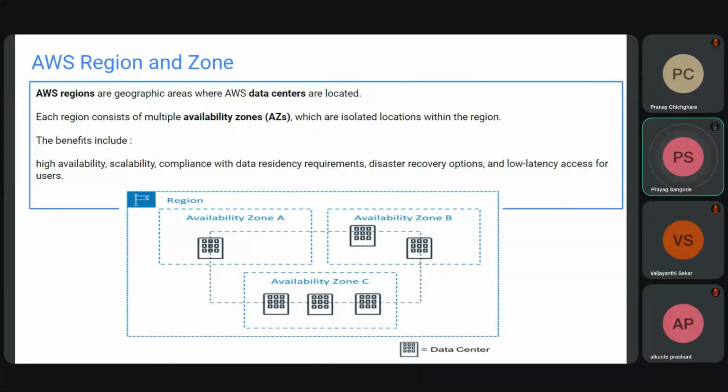If we have the US region, then within the US region they will segregate into east and west. Then in each zone, like east and west, there will be multiple availability zones: zone A, zone B, zone C. Every zone or AZ, you can consider it as a data center where our EC2 instance resides. So what are the benefits? Suppose for some reason the availability zone A data center goes down, then our VMs will be made available from availability zone B.